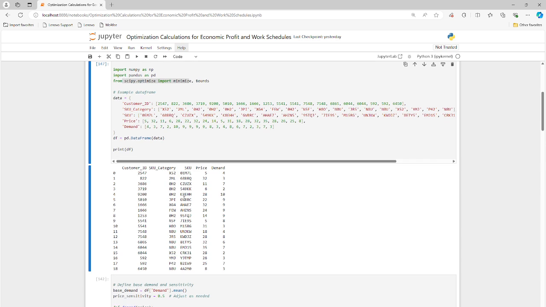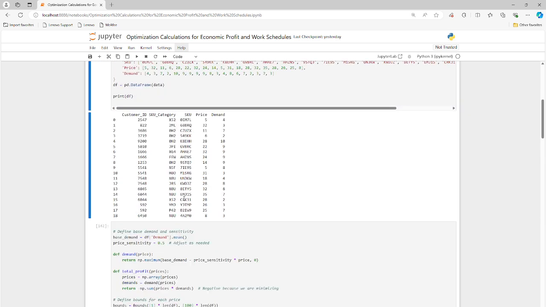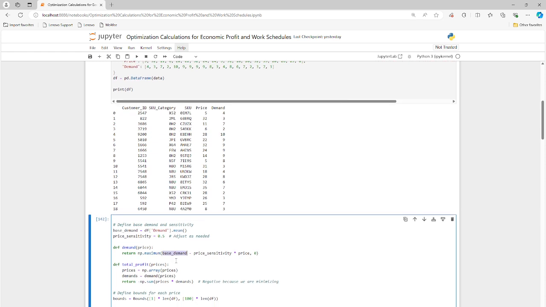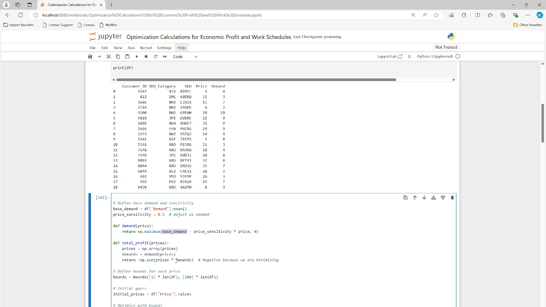So we're going to look at SKU price and demand, and we are going to create a very simple function here called price. We're going to return the maximum of base demand and price sensitivity times the price, right? Or zero, or just give me zero if there's no change. If there's no change in the price that we're charging now, it's going to be zero. It's going to stay the same, okay?